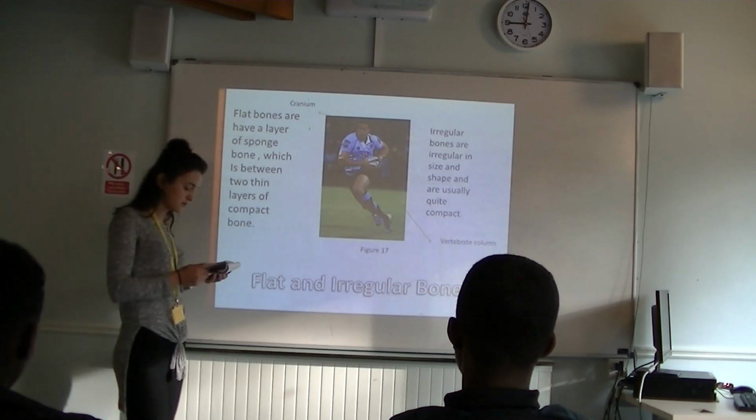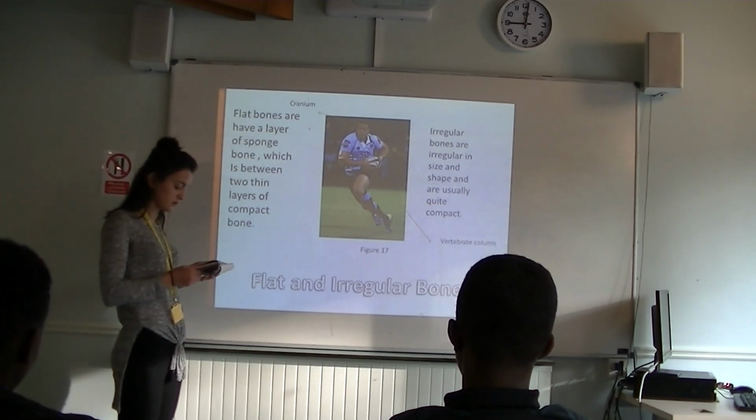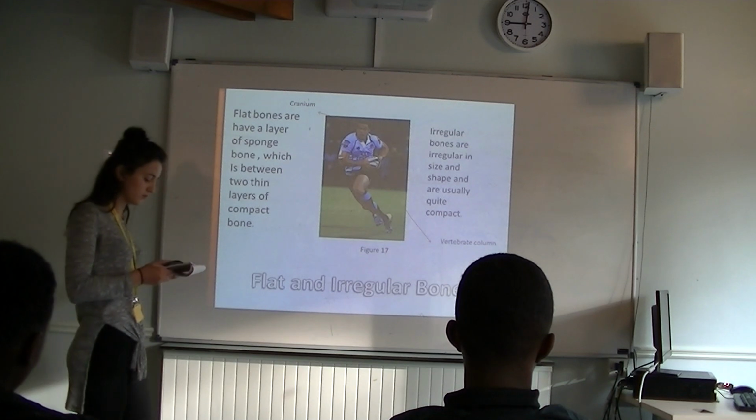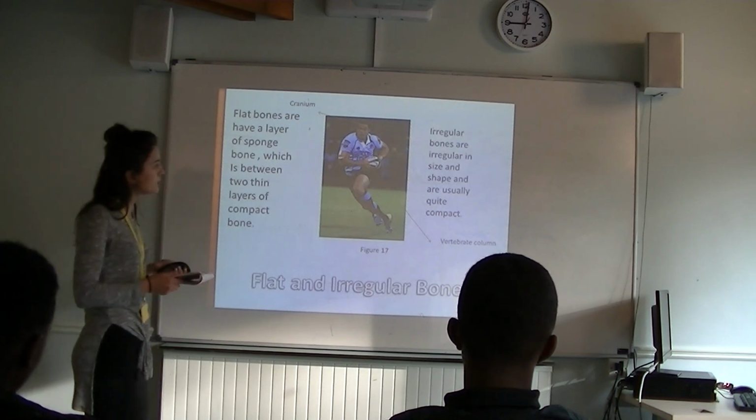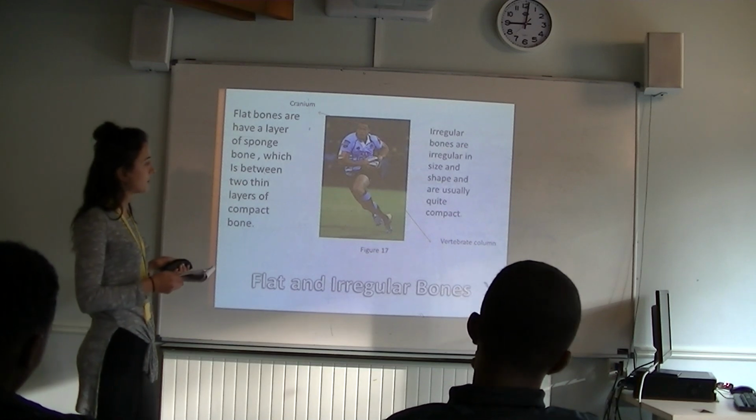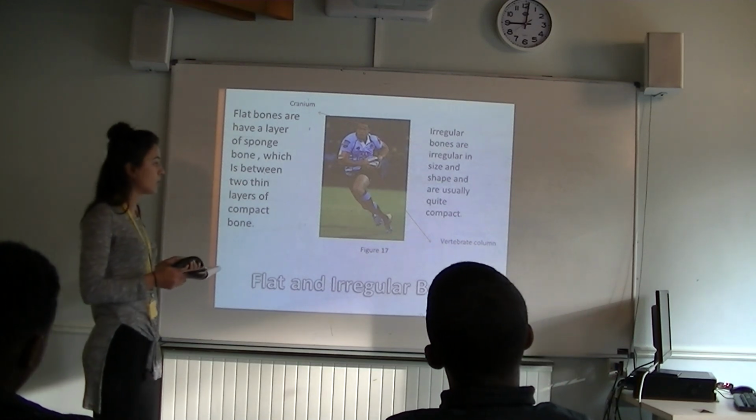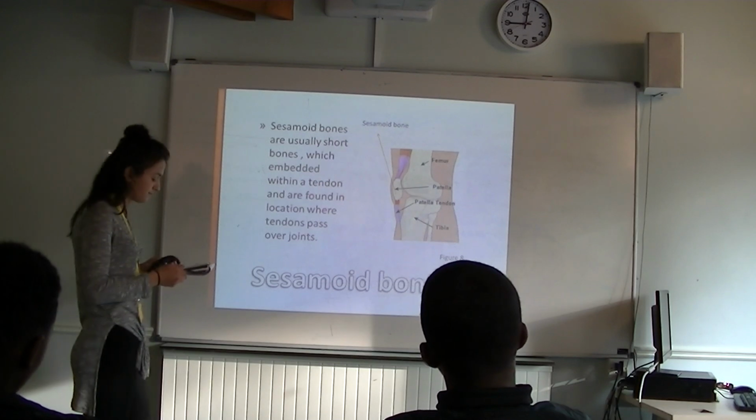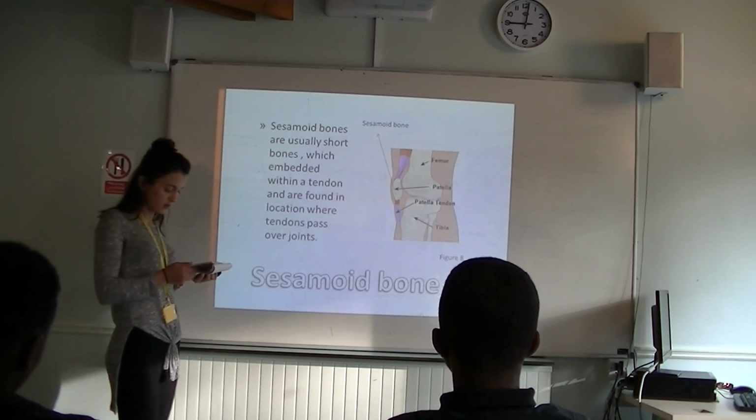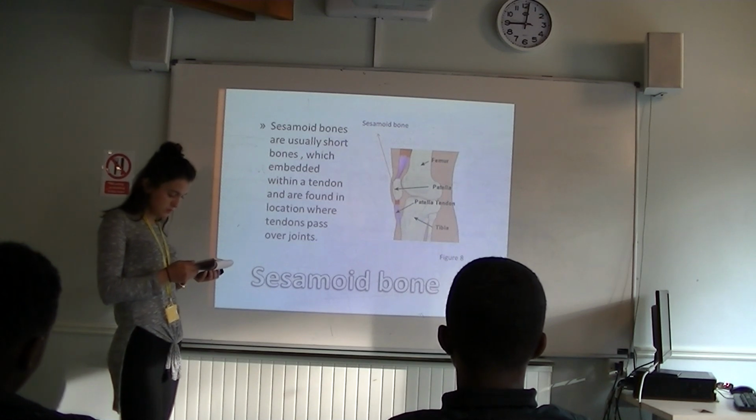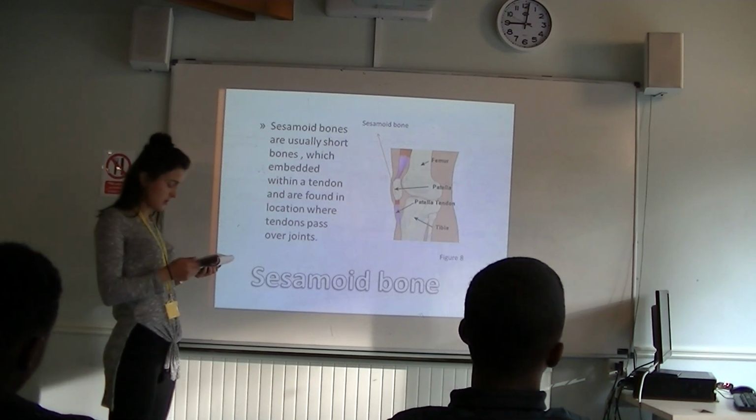Flat bones provide protection to the vital organs and are a base for muscular attachment. Irregular bones are bones that are irregular in shape and size and usually quite compact. Sesamoid bones work to protect the tendon and increase its muscle mechanical effect.